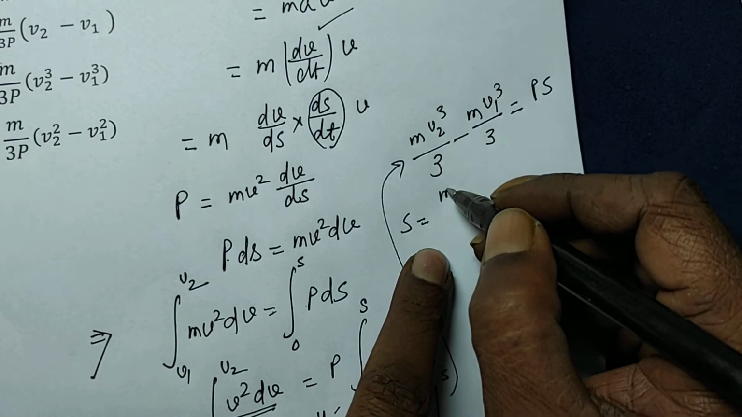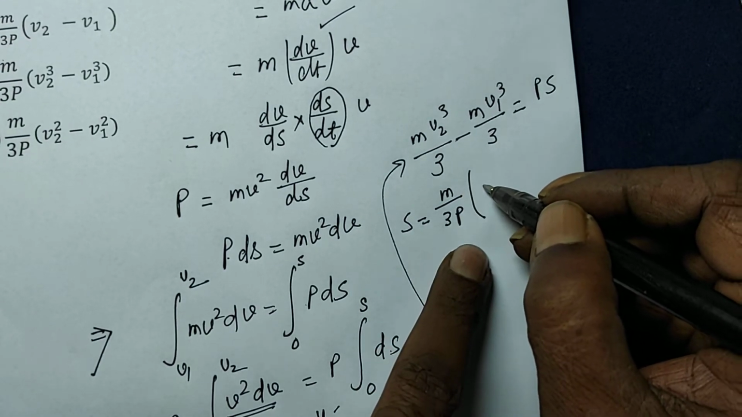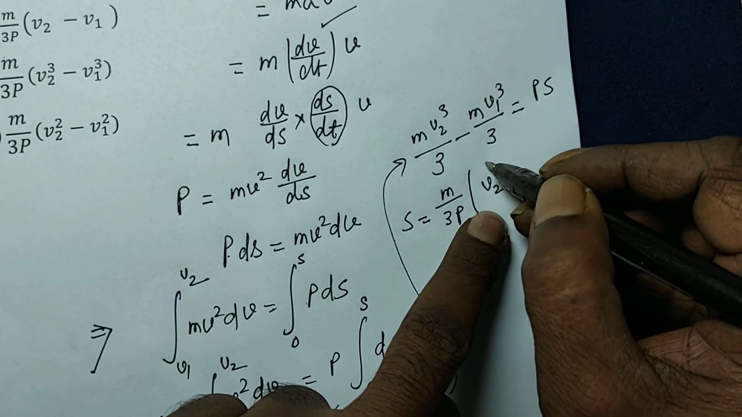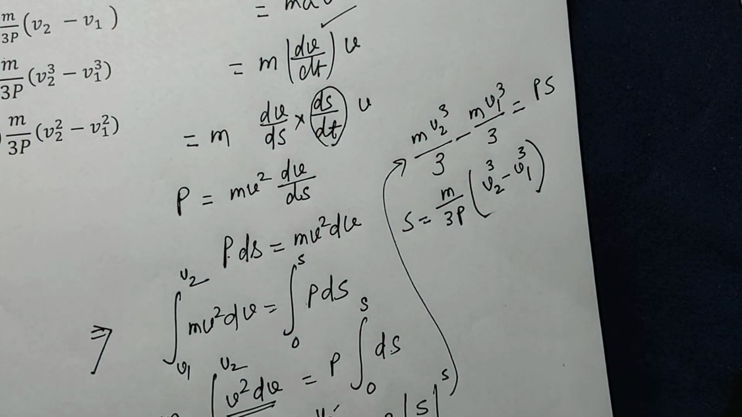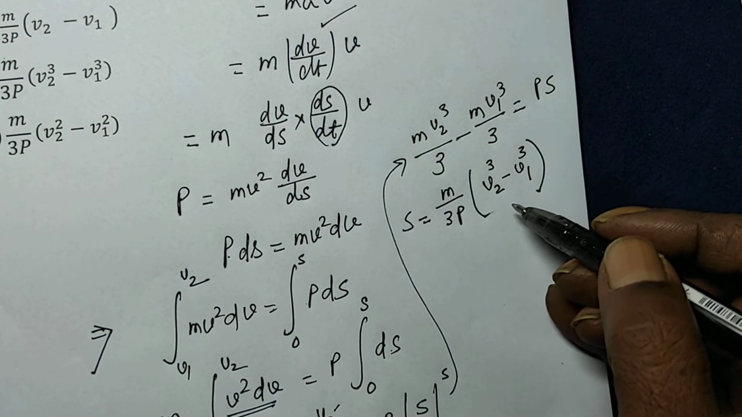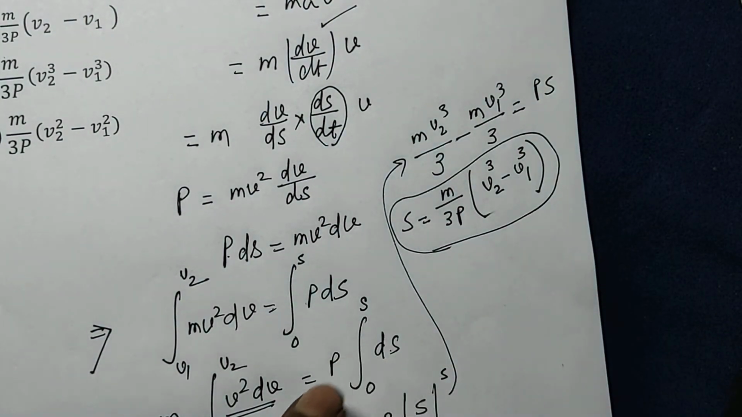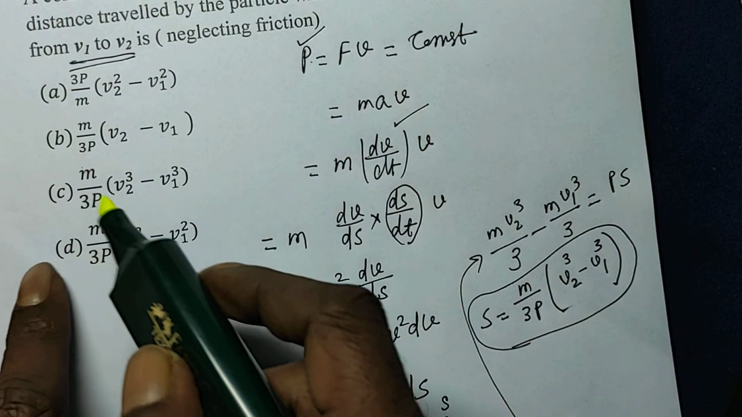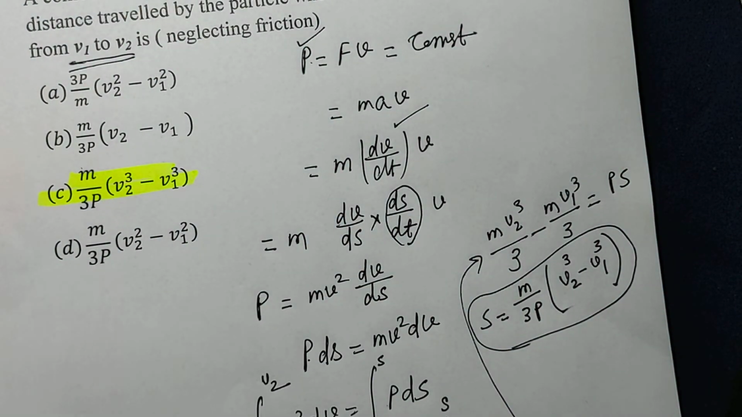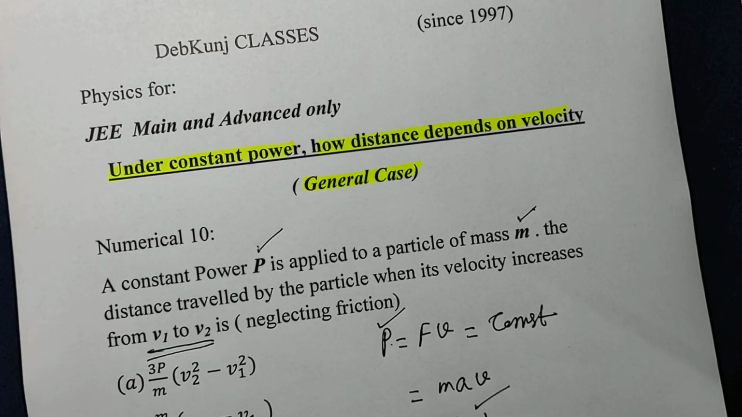So m over 3P, m over 3 is taken common, so we are left with v2 cube minus v1 cube. So the displacement is m over 3P times v2 cube minus v1 cube. So that is the answer. That is this one, right? So that is all for this video. Then let me do one more.